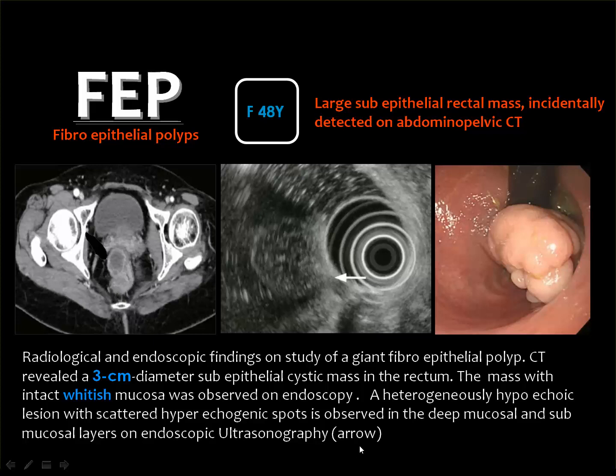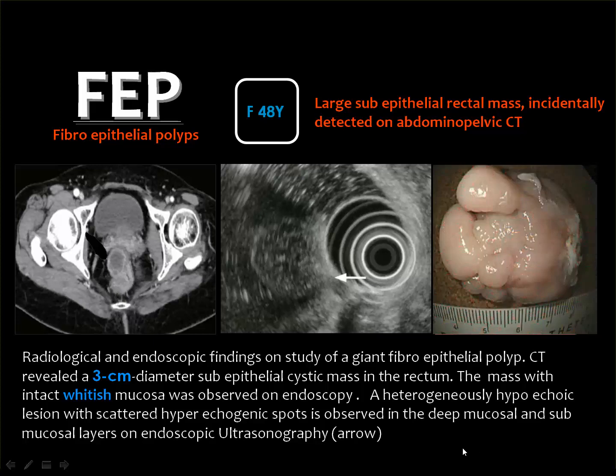And this is another example of fibroepithelial polyp by contrast enhanced CT scan, by rectal ultrasound, and by endoscopic appearance. One of the important issues is the white mucosal surface as seen by endoscope, and the heterogeneous echogenicity of the polyp by ultrasound. Then this is the gross specimen, and you can also appreciate the white surface of the polyp.